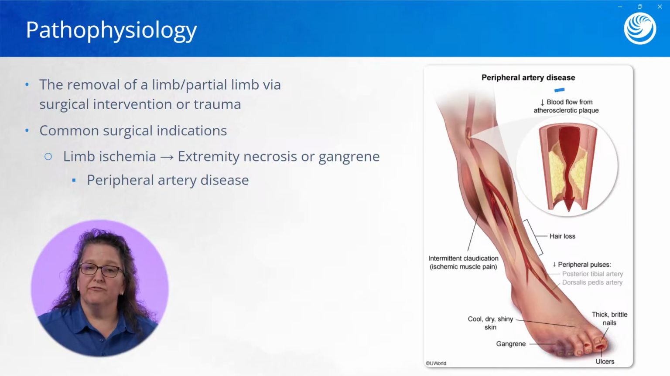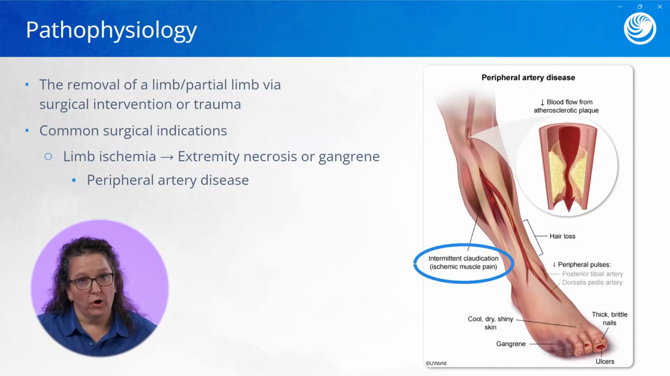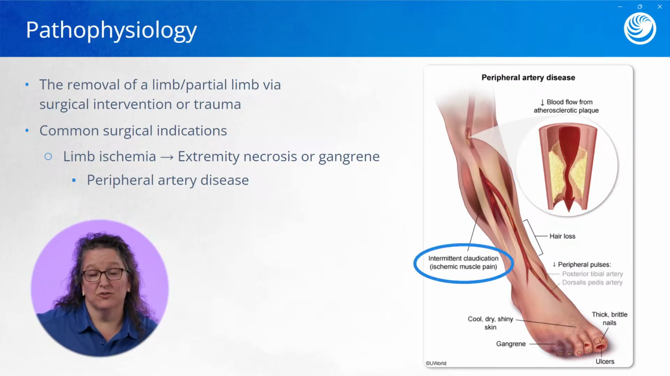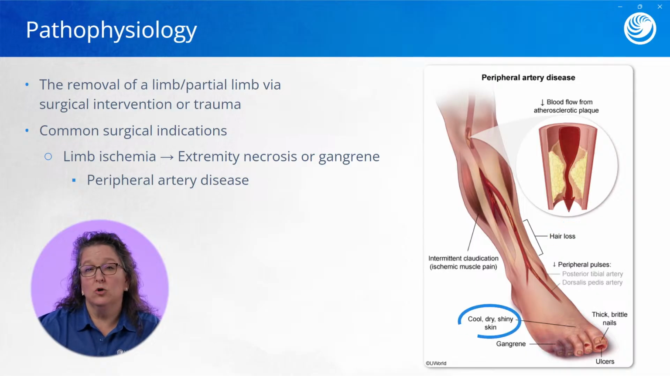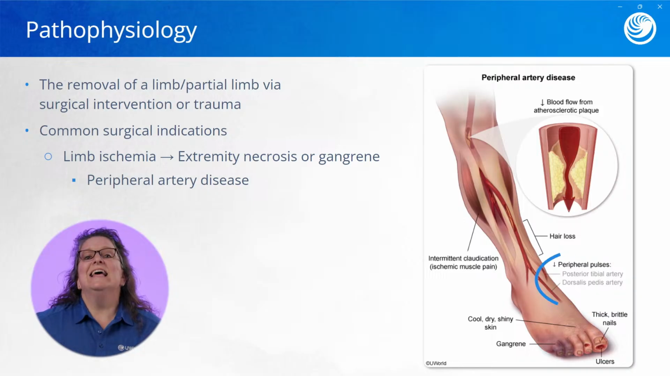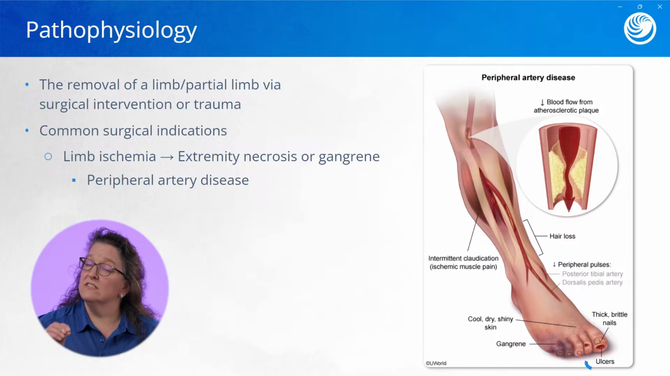That lack of perfusion will cause intermittent claudication, pain because there's no oxygen going to that area. Then you might see no hair in that area, and the skin may be cool and clammy, decreased peripheral pulses, and then you might see those areas of ulceration that turn into necrosis or gangrene.